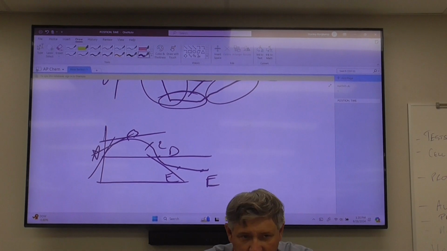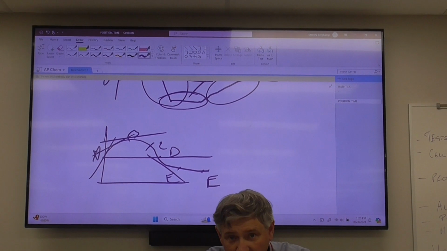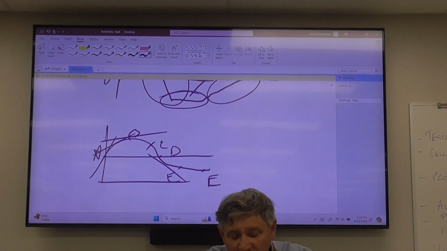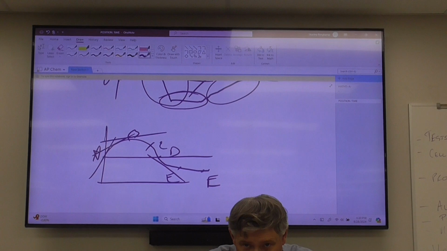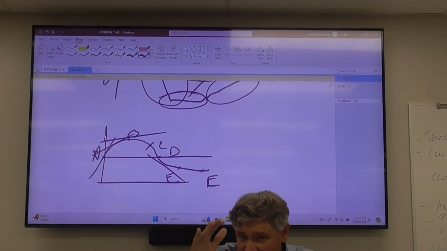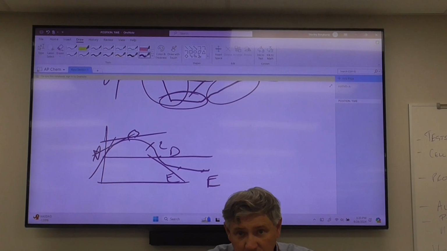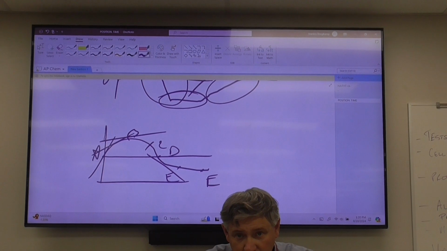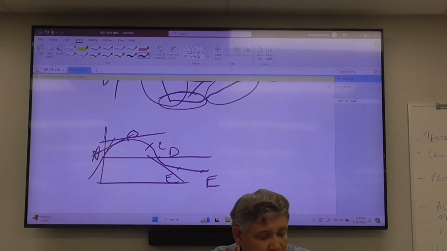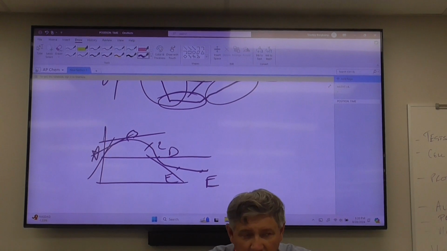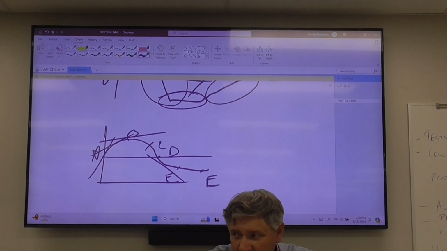Anything else? On which one? 13D? Okay. If it's slowing down, what's going to be happening to the slopes of the line? Are they getting steeper or are they getting more shallow?